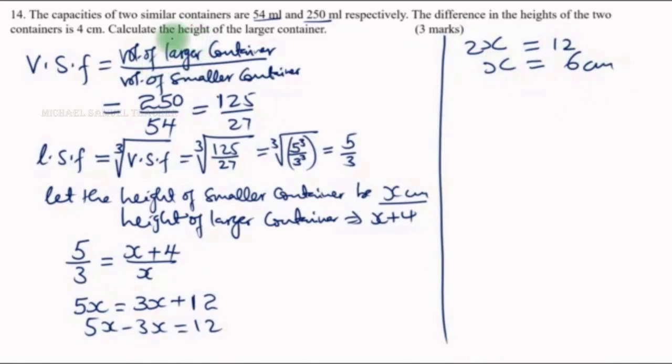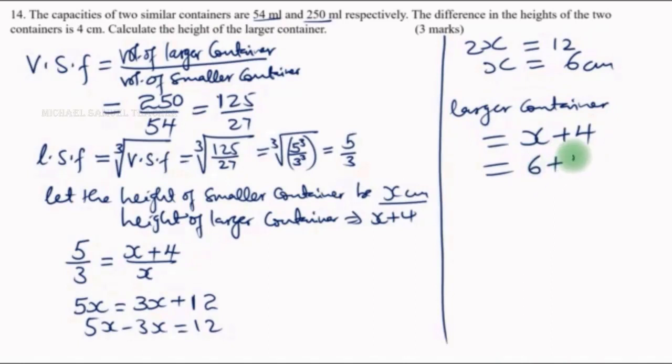The question is asking the height of the larger container. Therefore, larger container, the height is x plus 4, which will be x is 6 plus 4. Therefore, we get 10 centimeter. So that is the height of the larger container.